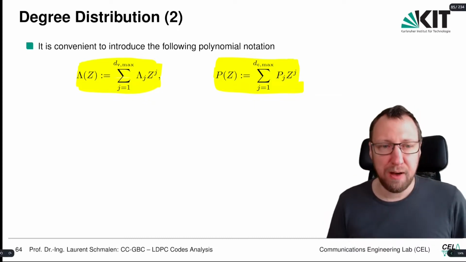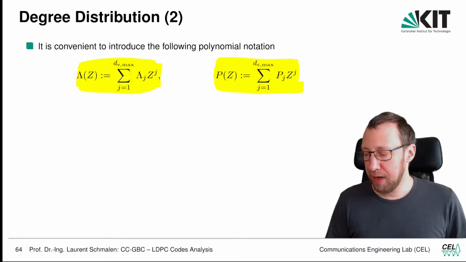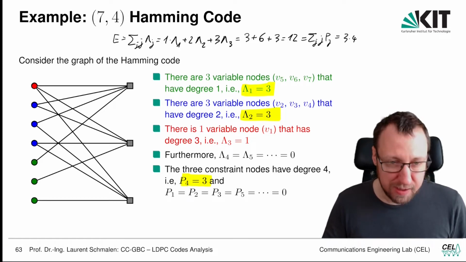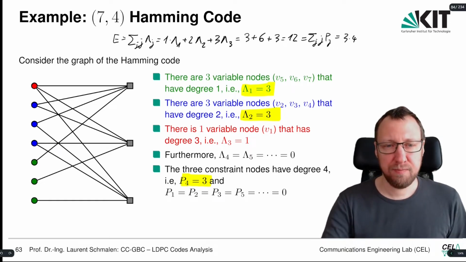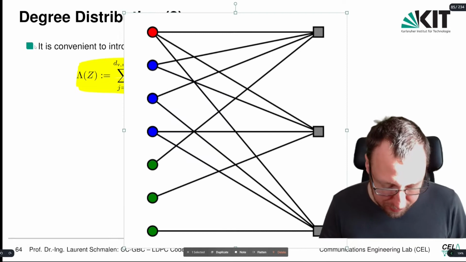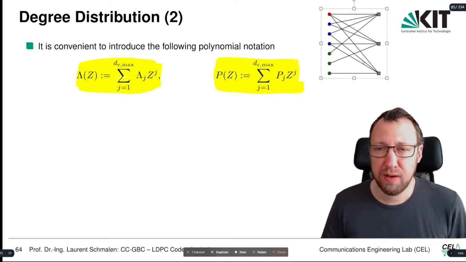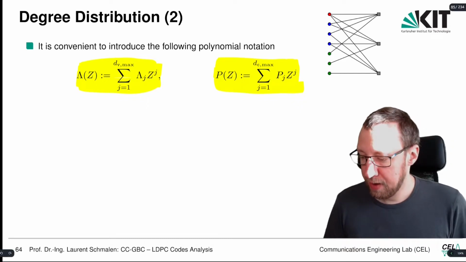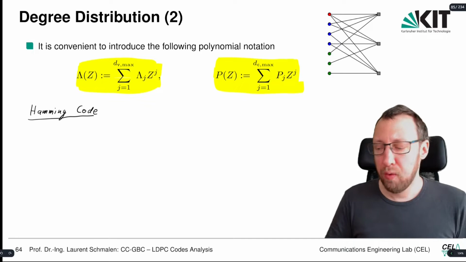So let's define these polynomials for the Hamming code that we had on the previous slide. So I can just copy the Tanner graph on the next slide so that we can just see it. So let me paste the Tanner graph here and put it a bit smaller, up in the corner so that you can verify what I'm talking about. So we look at this for the Hamming code. And we have the following situation.